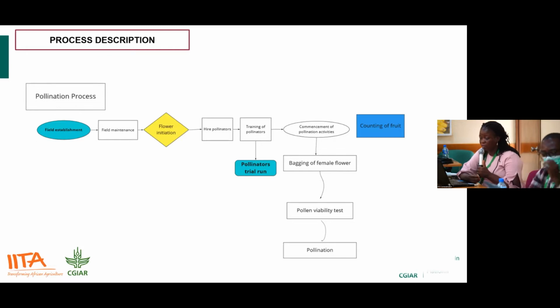The first step is you establish your field, then the field is maintained. After that, you go there to check for flower initiation. Then when the flowers are initiated, pollinators are hired. They are trained, they do some trial runs, then we commence the pollination process with activities like bagging of female flowers, testing the pollen viabilities, and pollination. Then we count the fruit at the end.